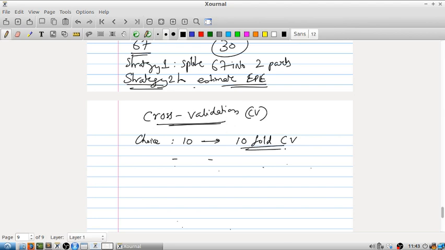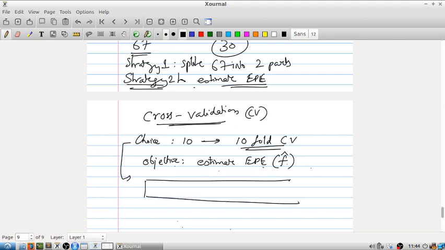What is the objective of this procedure? Just to recall, the objective is to estimate EPE for a model f hat, whichever model you pick. I just need a score for anything that you want to figure out. And what does it entail? I'm going to represent the training data as a box, and I'm going to break the box into 10 parts. So there are 10 parts here.